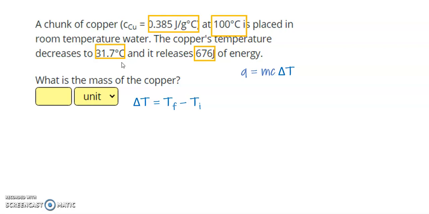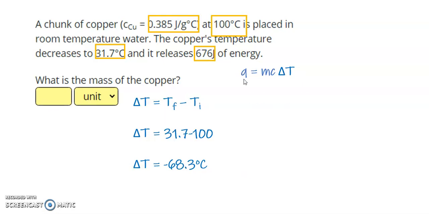It says the chunk of copper is at 100 degrees, and then it's placed into water, and its temperature decreases to 31.7 degrees Celsius. Therefore, its final temperature is 31.7, initial is 100, and the change in temperature is negative 68.3 degrees Celsius. Now we can plug that back in up here along with the other values.